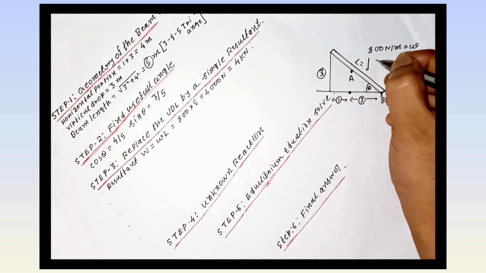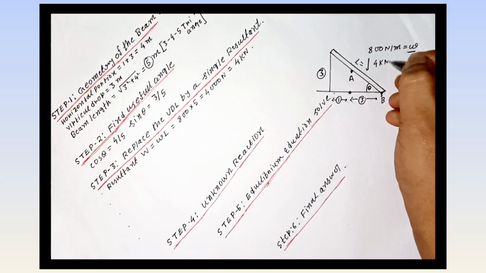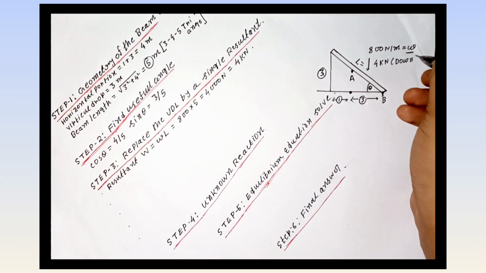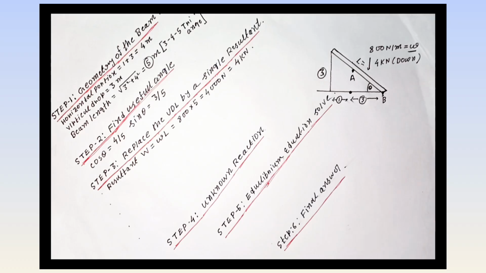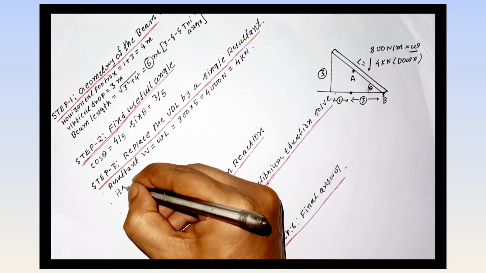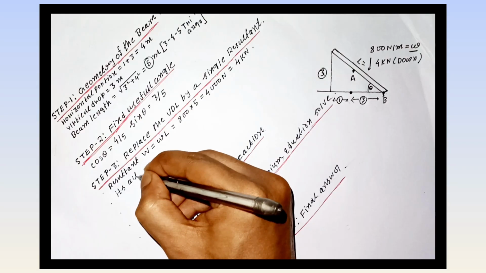Anyway, this is equal to what? 4 kilonewton at the midpoint of L. Midpoint. If L is 5 meter, then 2.5 and 2.5, exactly the midpoint. What acts? A 4 kilonewton force acts at the midpoint.